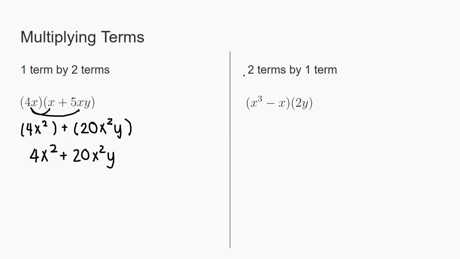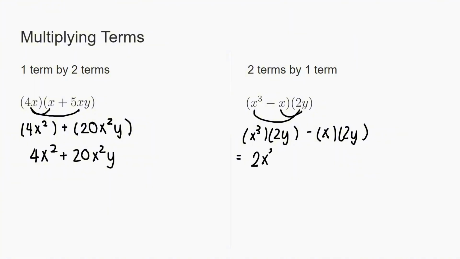What about this side? We have 2 terms multiplied by 1 term. We have 2 terms here and 1 term here. Our first step is to multiply the first term with this term, so this gives us x cubed times 2y. And then we have this term by this term. So minus x times 2y. This gives us 2x cubed y minus 2xy. These are not like terms, so they can't further be simplified, so this is our final answer.